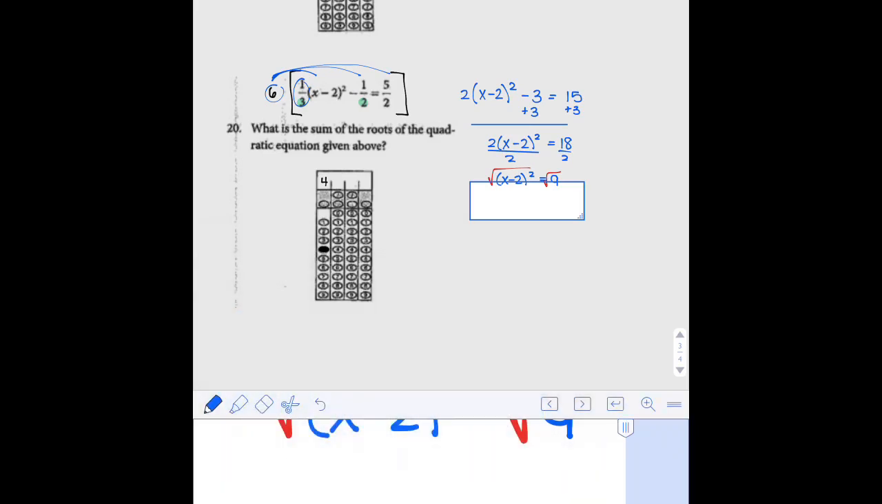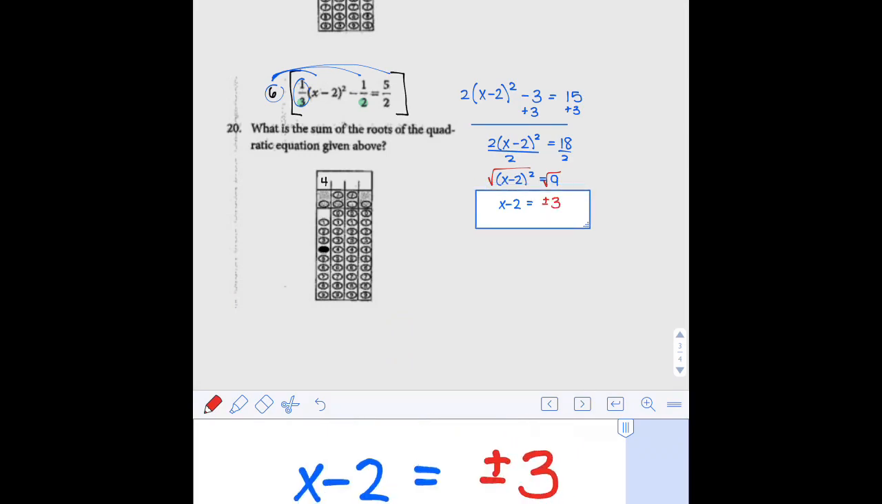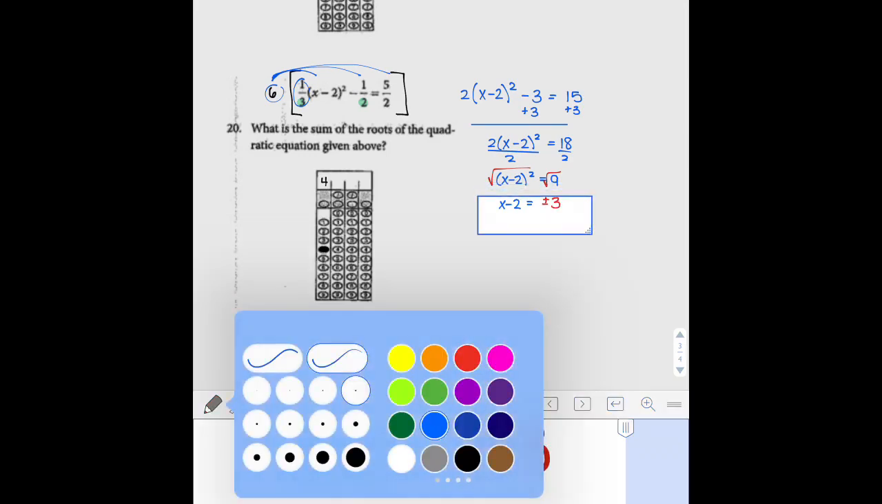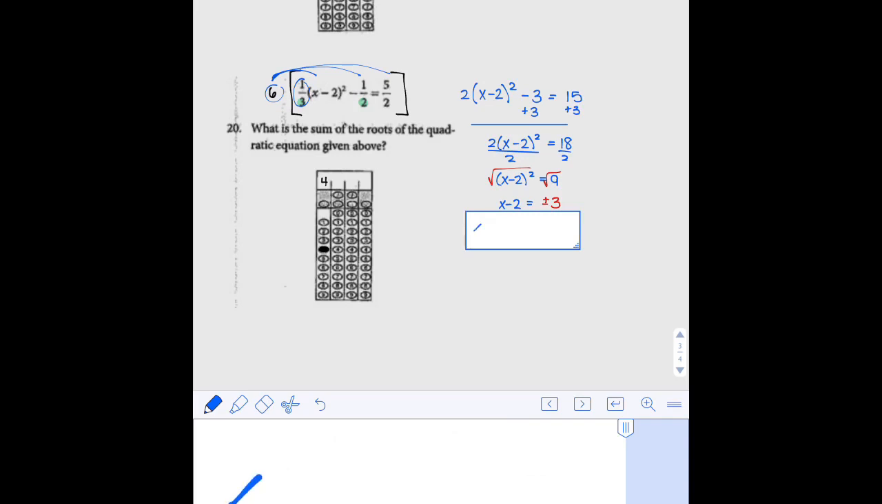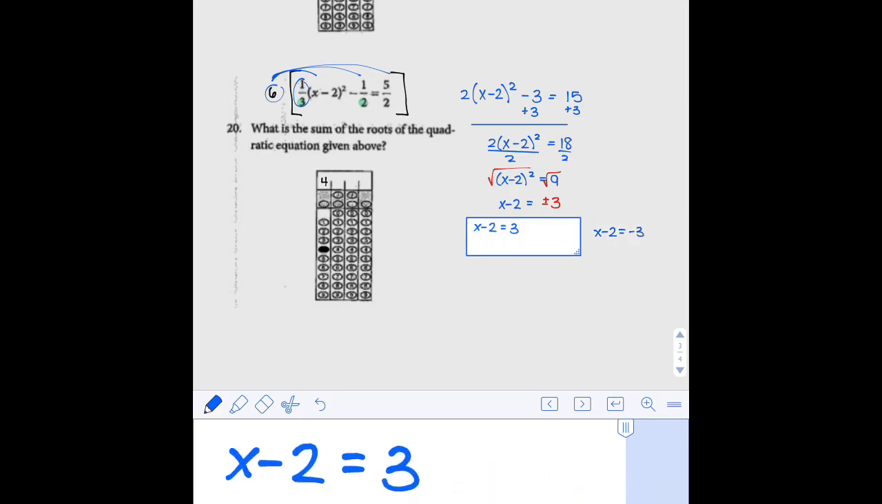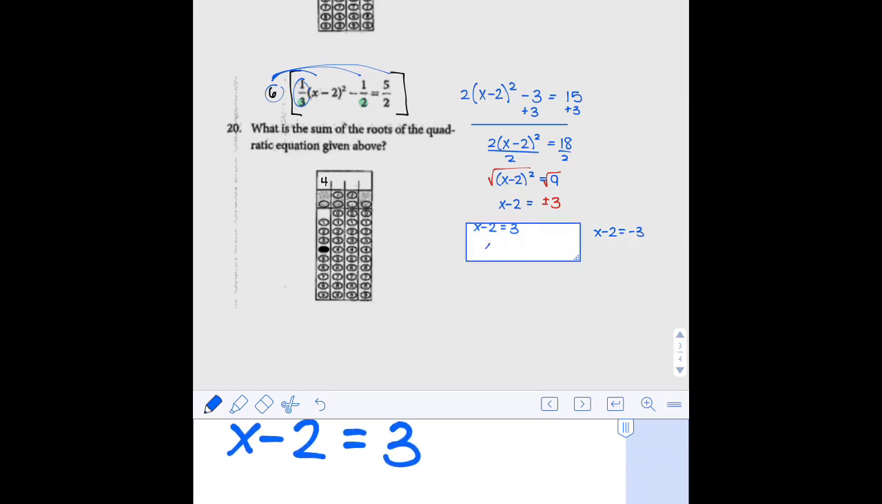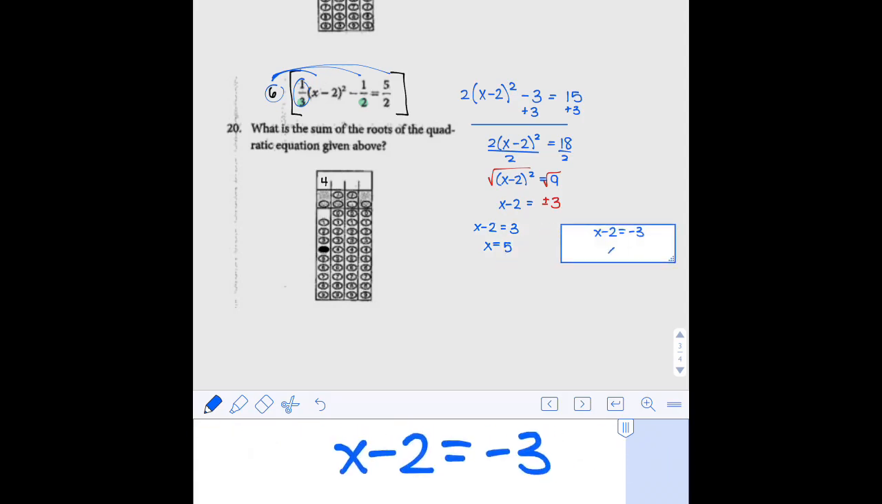Okay, when I square root both sides, I'm going to get x minus 2, and then I'm going to end up getting plus or minus 3. Because remember, whenever you square root both sides, you need a plus or minus. So I have x minus 2 equals positive 3, and x minus 2 equals negative 3 as two separate equations. So my solutions will be positive 5 and negative 1.